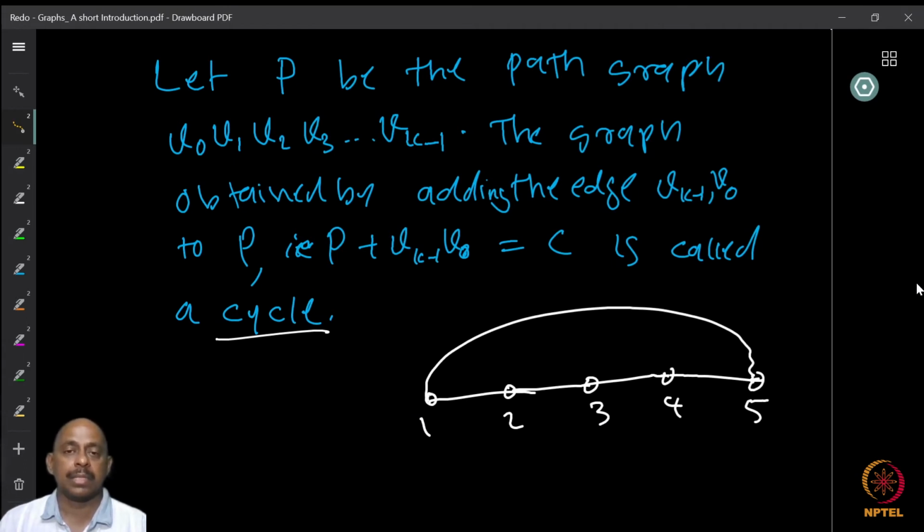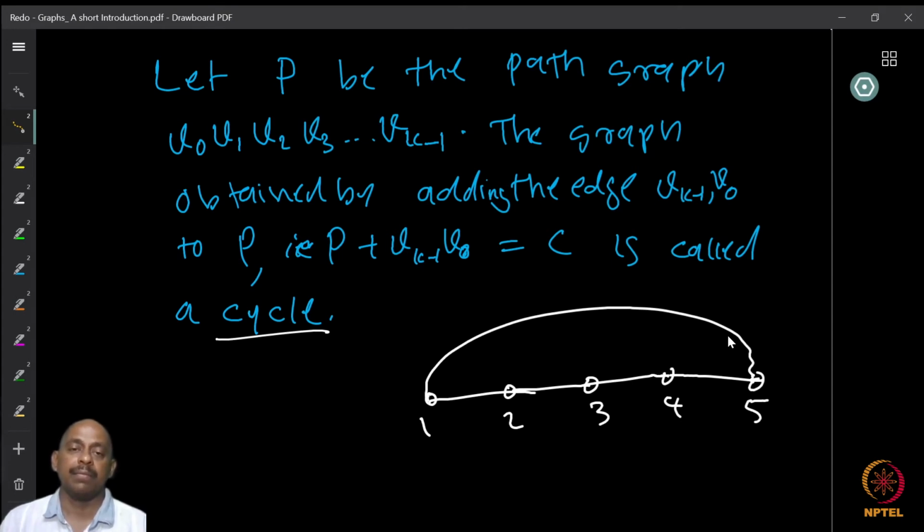Now, suppose you have a path, let's say 1 to 5, in this example. Then suppose I also add one more edge, starting from the endpoint of the path to the beginning of the path. So if I add the additional edge, then we say it's a cycle.